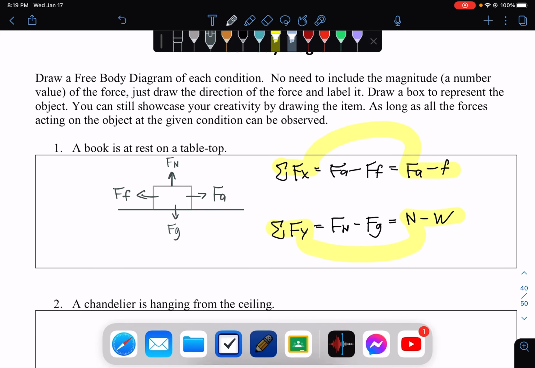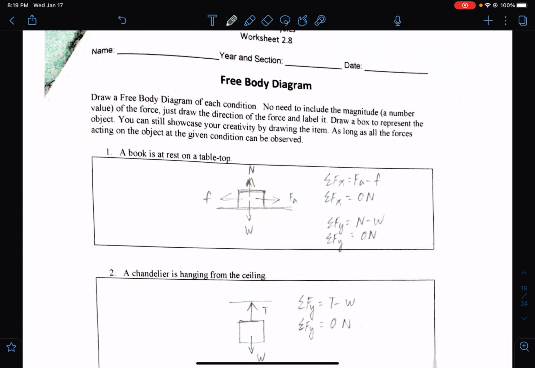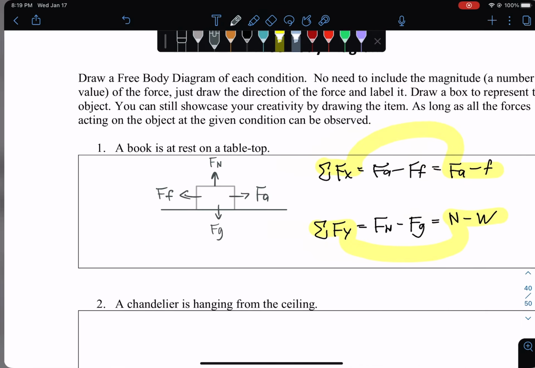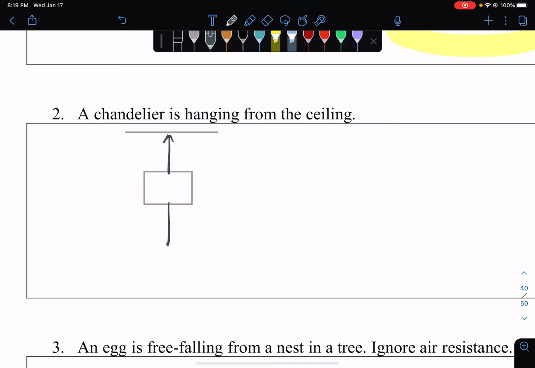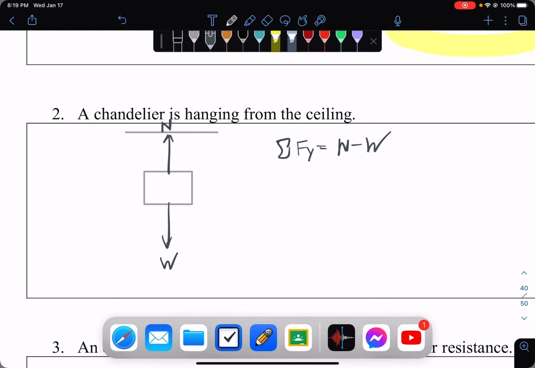Okay, what else do we have? We have a chandelier. Let's say that this is the chandelier. This is the platform where it's suspended. So we have the weight, we have the normal force. So summation of Fy is equal to the normal force minus the weight.